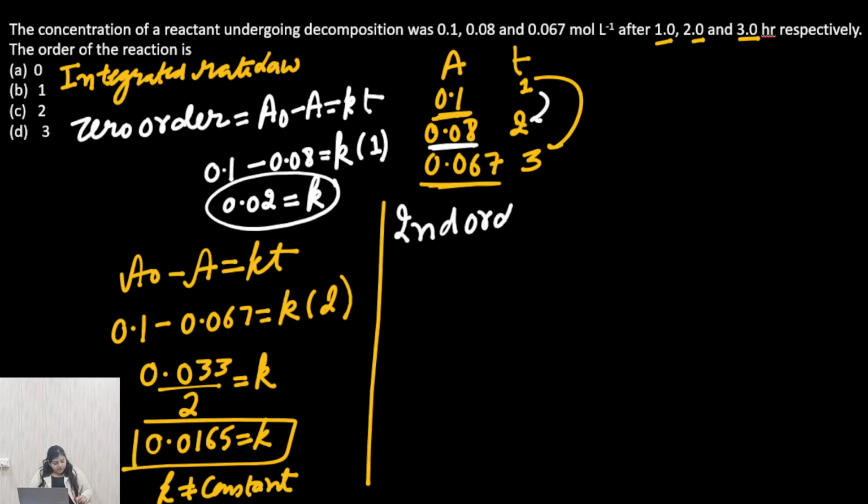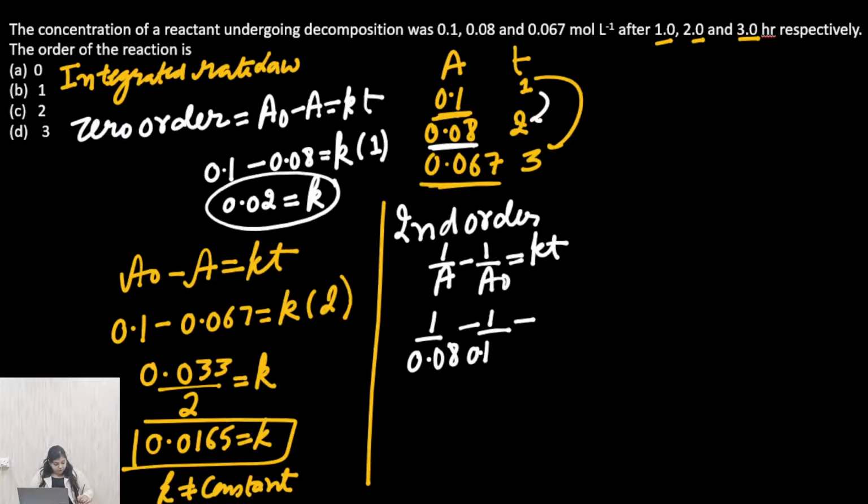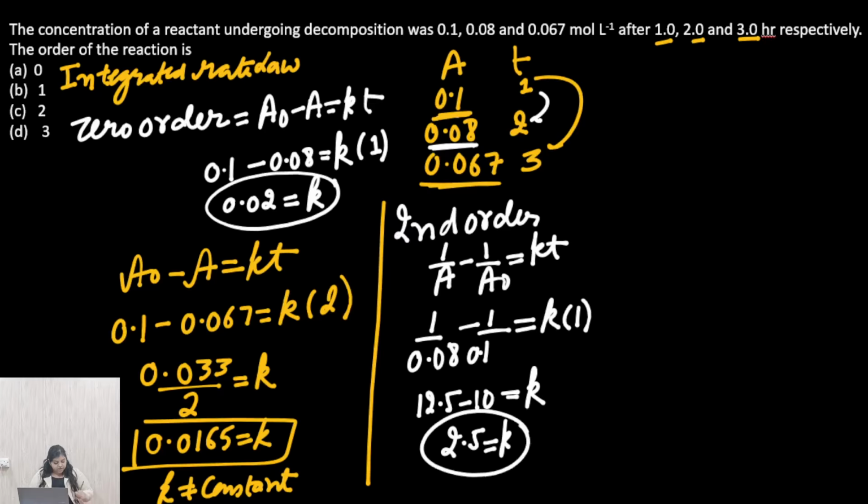So for second order, we have the expression 1/A minus 1/A naught equal to Kt. Now the remaining concentration is 1/0.08 minus 1/0.1, which is equal to K into the time span of 1 hour. This becomes 12.5 minus 10. The rate constant is equal to 2.5. So this is the rate constant value we are getting using the other data.